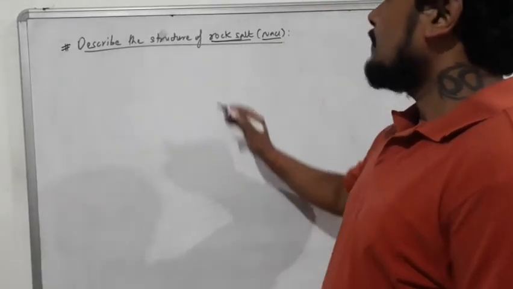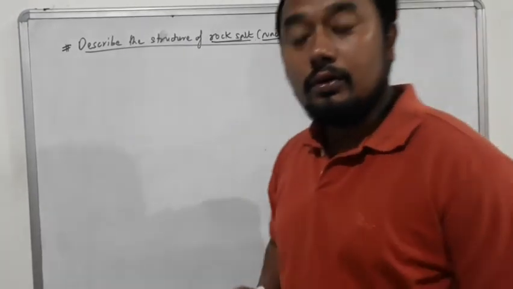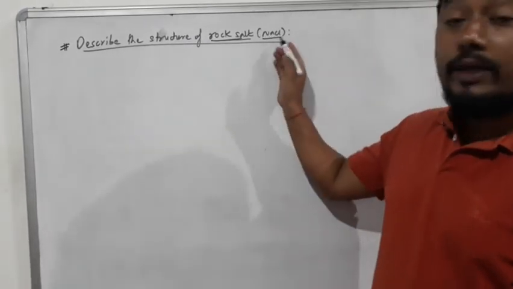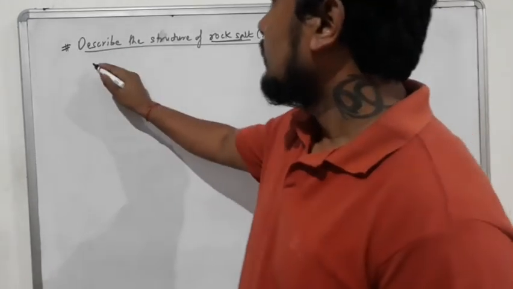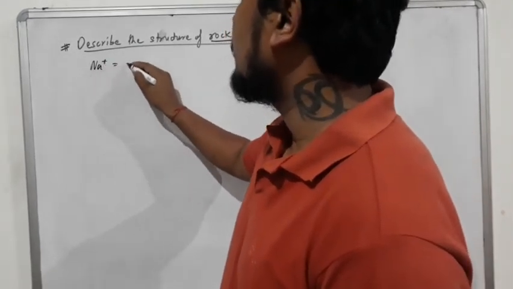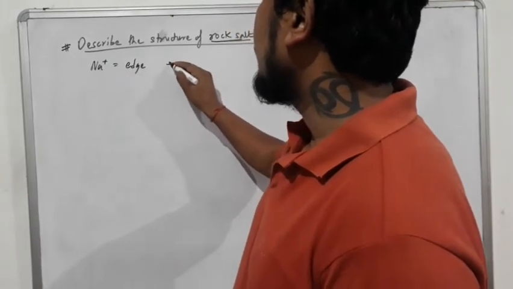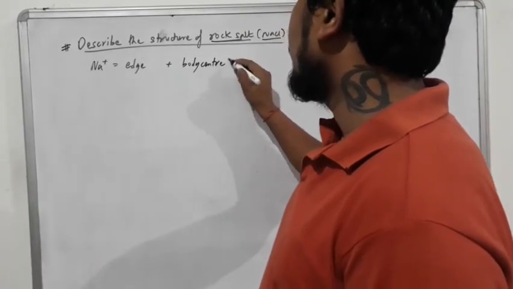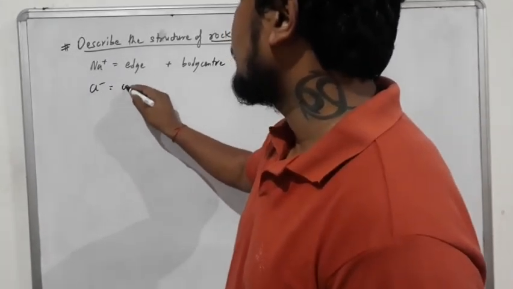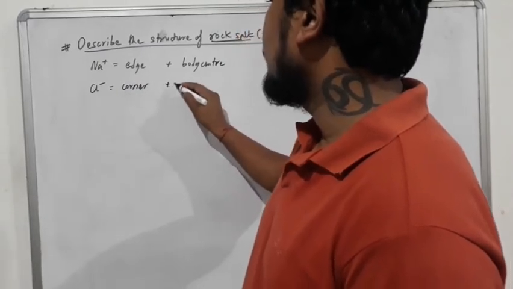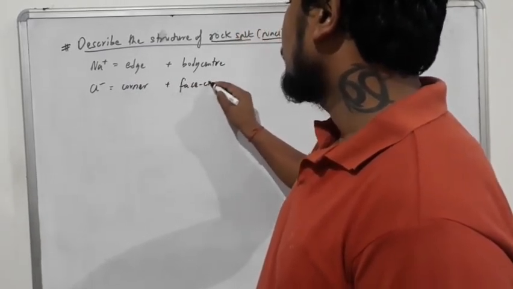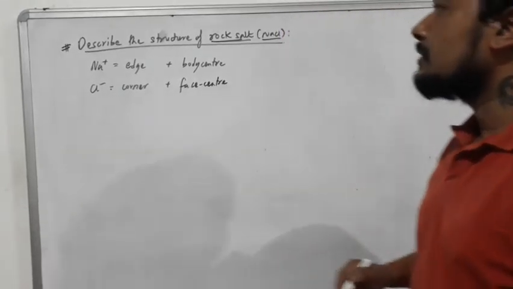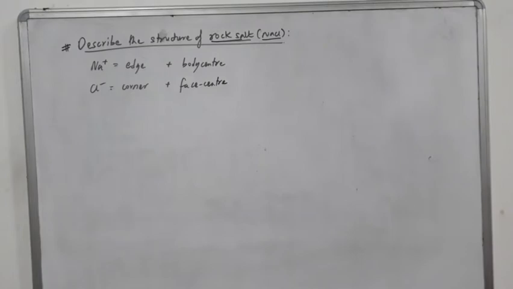Okay, now before we describe the structure of rock salt, you should know the location of sodium chloride inside a rock salt. So do remember, in rock salt, sodium ions are present in edges, and it is even present in body center. Whereas chloride ions are present in corners and in face center. So do not forget this, students. The location of sodium ion inside rock salt is in edges and body center, and the location of chlorine is in corner and in face center.